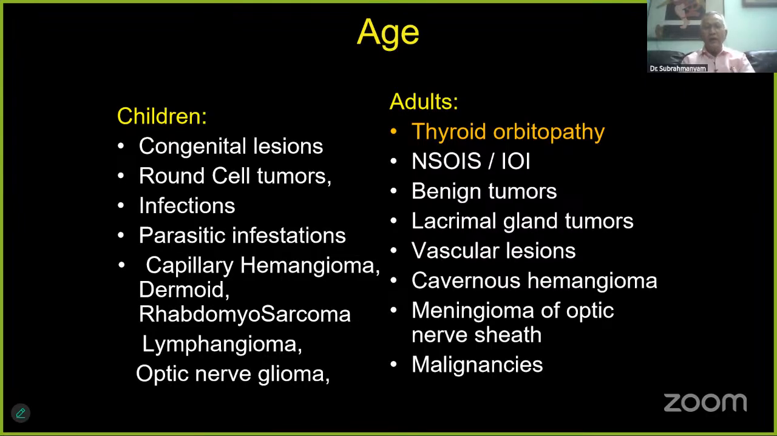Among adults, the most common cause is thyroid orbitopathy, followed by so many other things like inflammatory lesions such as idiopathic orbital inflammation or non-specific orbital inflammatory syndrome, benign tumors coming from various structures, lacrimal gland tumors, vascular lesions, cavernous hemangioma, meningioma of the optic nerve sheath, and malignancies.